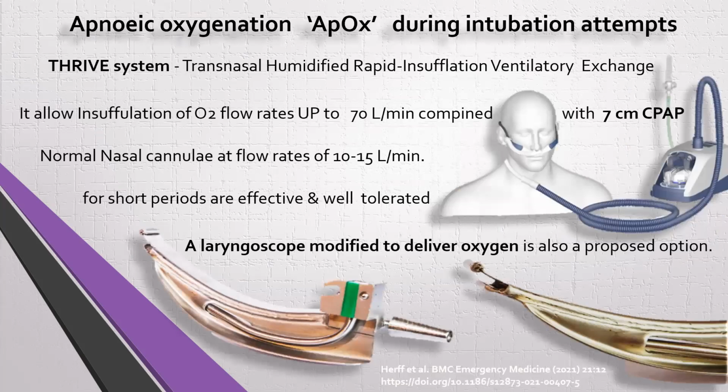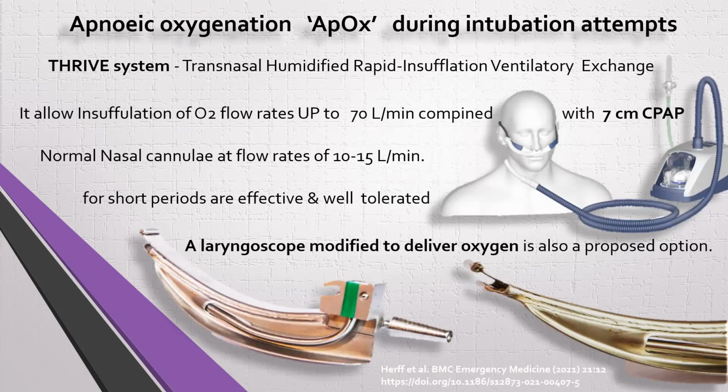Also, you can improve pre-oxygenation through apneic oxygenation. When the patient is apneic, you continue delivering oxygen to your patient. This can be done during the intubation attempt. You can do apneic oxygenation by the THRIVE system, modified laryngoscopy or oxygenating laryngoscopy, or through normal flow or low flow nasal cannula. Let's see how to do each one properly.